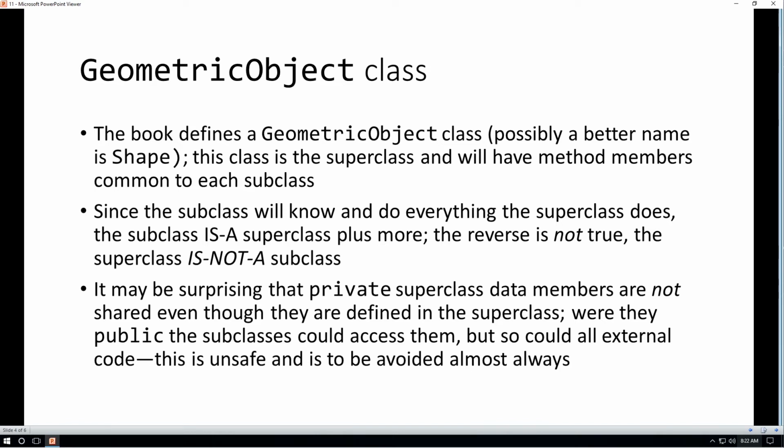It may be surprising that private superclass members are not shared, even though they're defined in the superclass. And I said that a subclass knows and does everything the superclass knows and does, except for private members. Although they're technically defined, they're just not directly accessible. We don't want to overcome this limitation by declaring everything public, because then external code can see all of the data members, which is something we want to avoid.